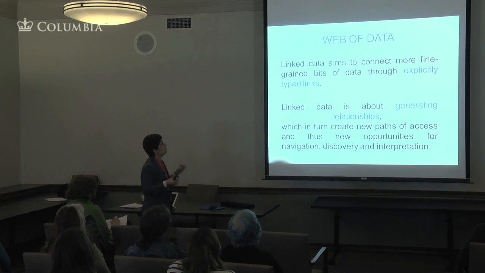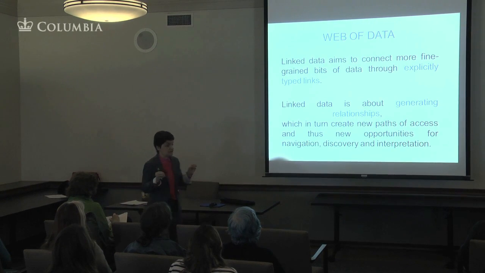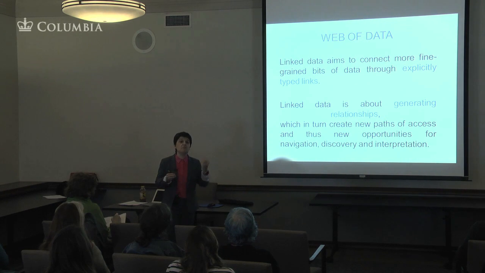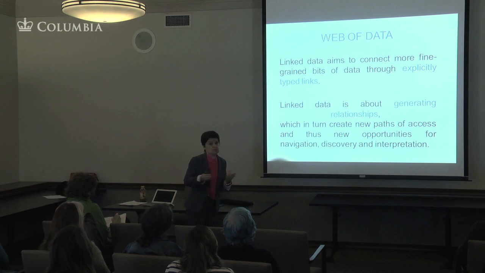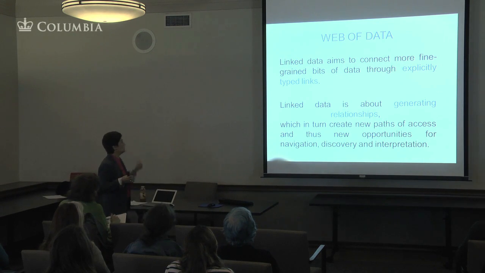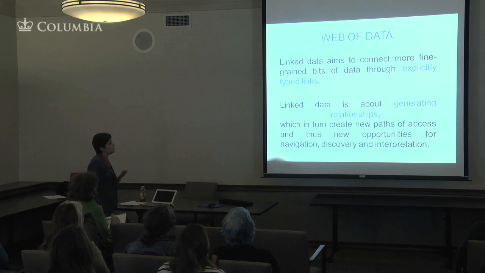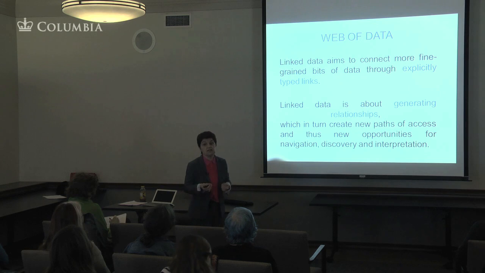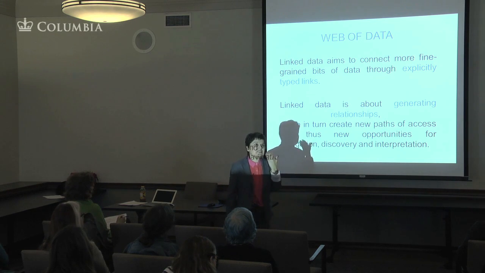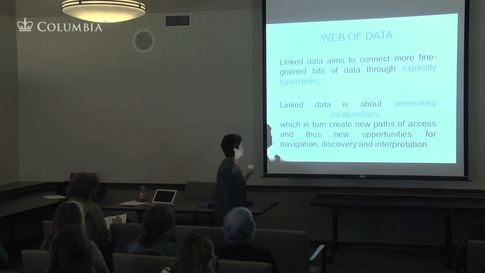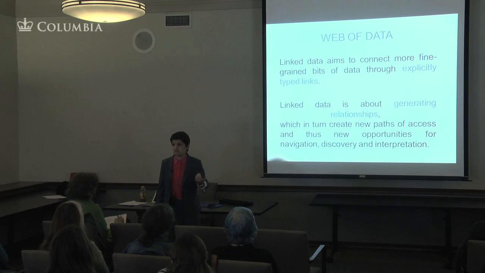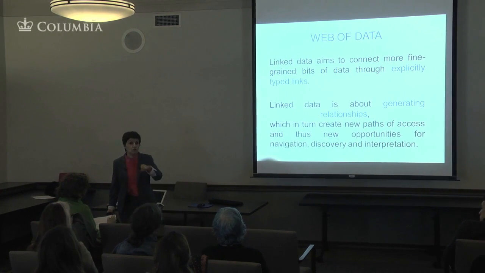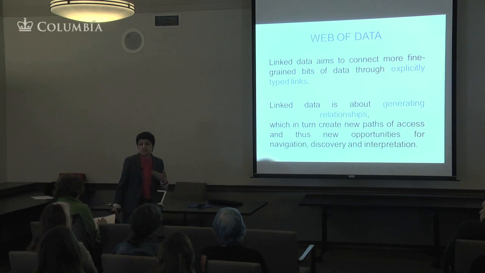So linked data aims to connect more fine-grained bits of data. And the connection occurs through relationships, links. But these links are given a meaning. So usually they are called typed relationships, relations that have been represented in an explicit way. So linked data is all about generating relationships. And if we think of connecting data at the granular level in new ways, we can start envisioning an environment where we are giving new opportunities to read the data, to read information, new paths to access, new ways to navigate information, and ultimately a new approach to interpretation.